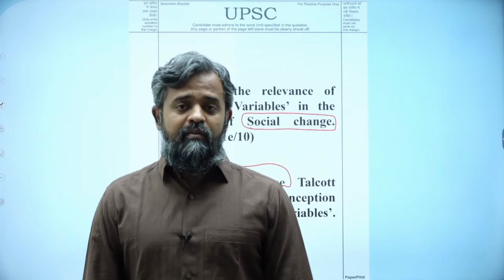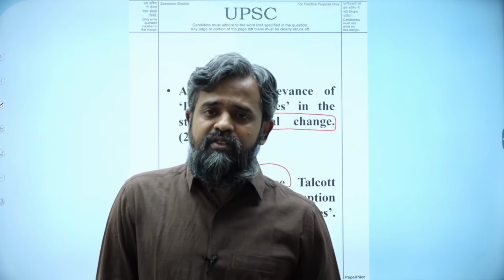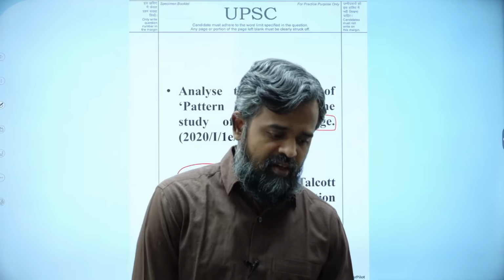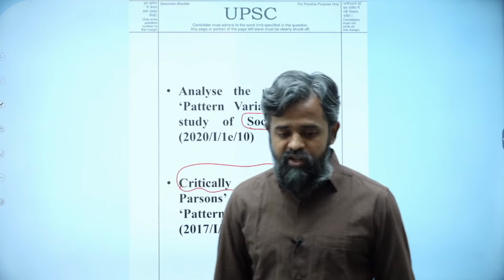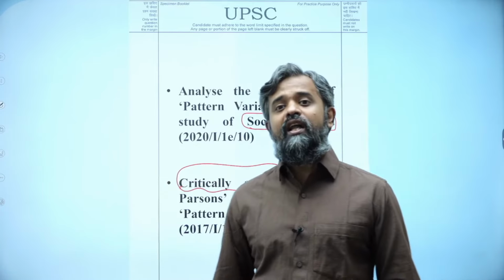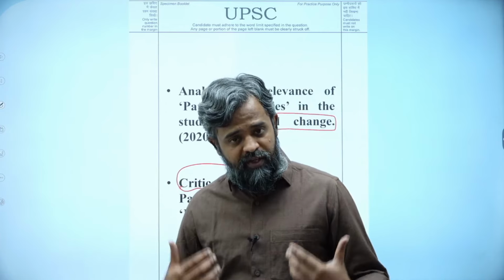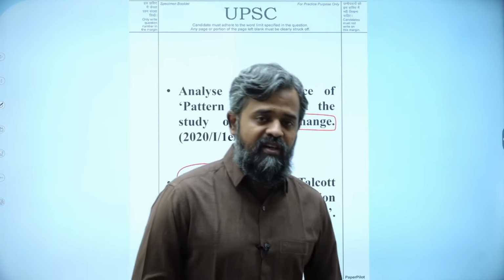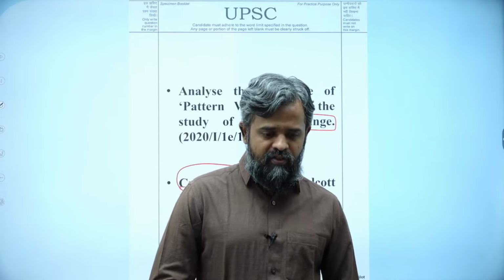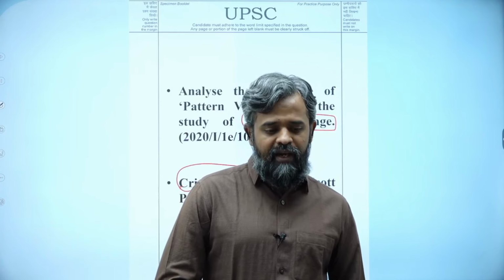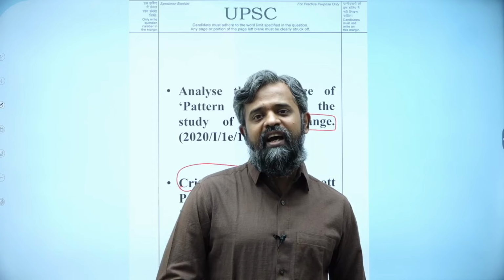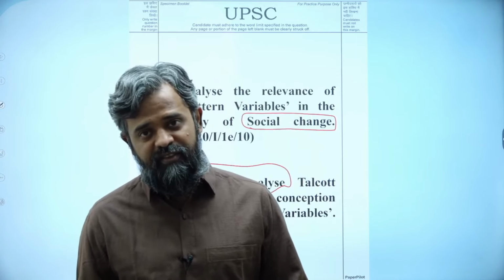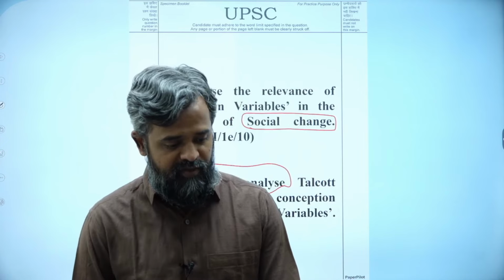Now, pattern variables, if you want to come up with a solid introductory line, you can simply say: when there is a conflict between motivational orientation and value orientation. So we are borrowing from Parsons' lingo. When there is a conflict between motivational and value orientations, the developing patterns are termed pattern variables. This is how Parsons explains it, so you can always use this particular definition.